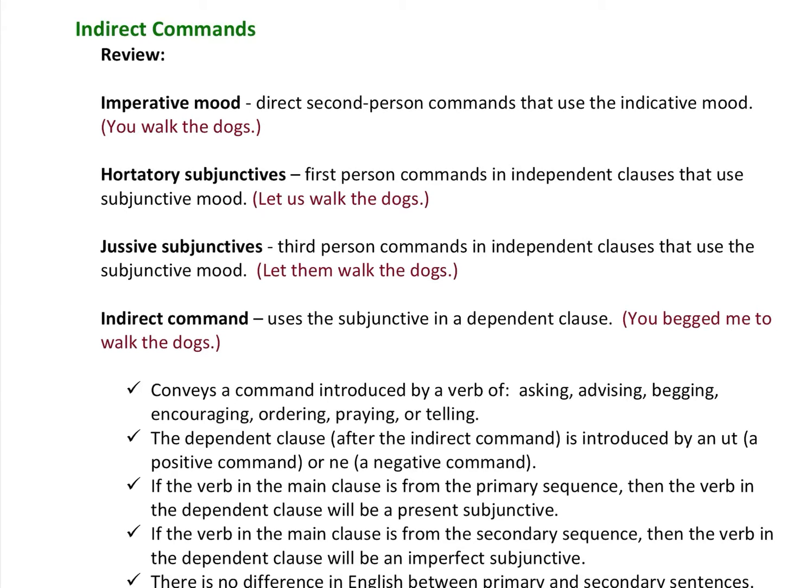Now, an indirect command is another use of the subjunctive that's used in a dependent clause. And an indirect command uses the subjunctive in that dependent clause. You begged me to walk the dogs. It's not a direct command, but remember, I'm sort of reporting indirectly what you asked me to do. It's not a direct quote. That's why it's an indirect command. You begged me to walk the dog.